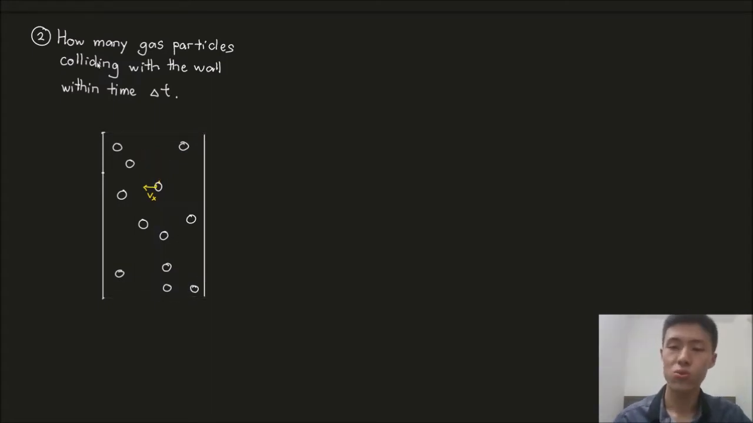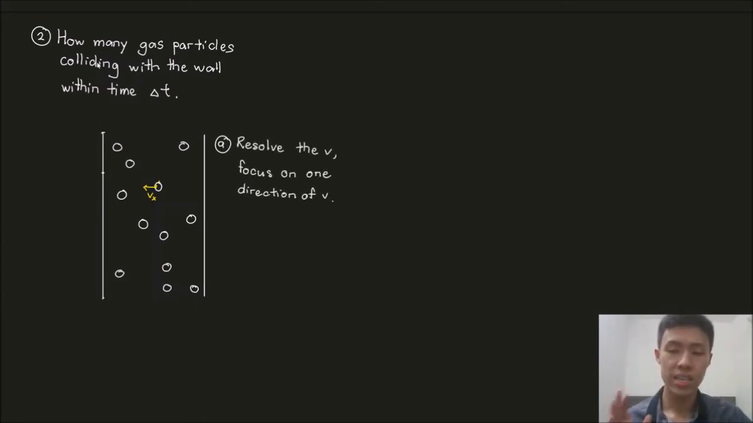Okay, so that's what we end up with. So we only focus on the x direction, so all the particles can be moving to the left or to the right. So let me write down what we have done here. The first step is we reduce it to one dimension, one direction only.